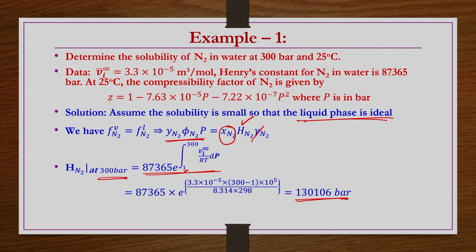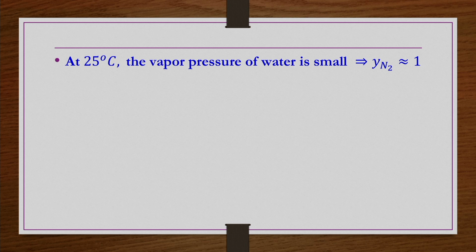Right. Phi_N2 you can know if Z is known, because ln phi_i is the integral of (Z minus 1) by P dP, which we have derived previously. Okay. The vapor pressure of water is small at 25 degree centigrade, so we can take y_N2 as almost pure. By the problem also, N2 is dissolving in water, but water is not dissolving in N2, so N2 is going to remain pure.